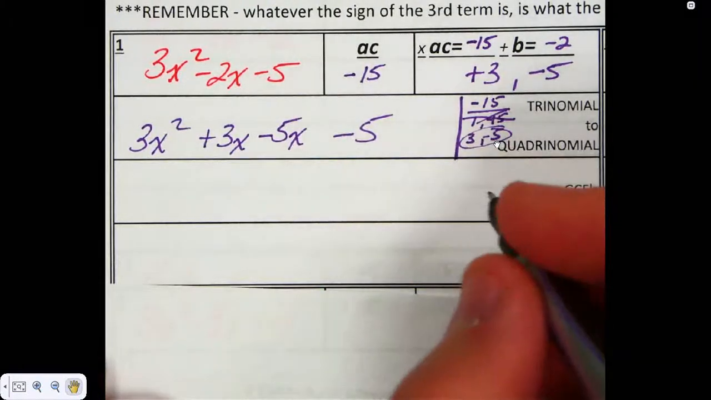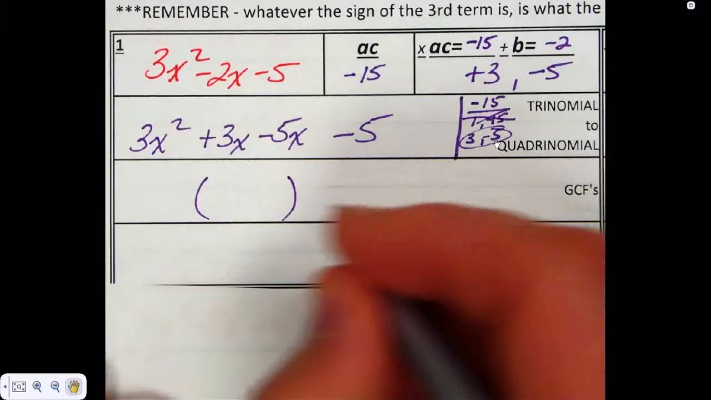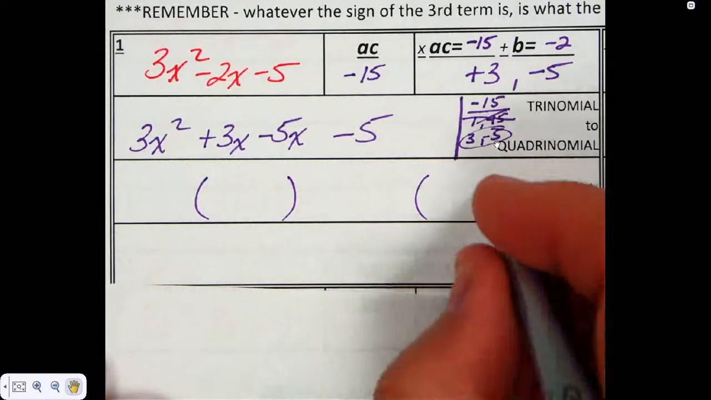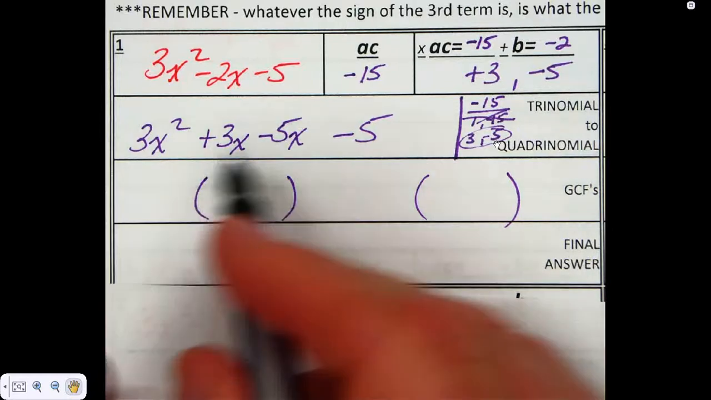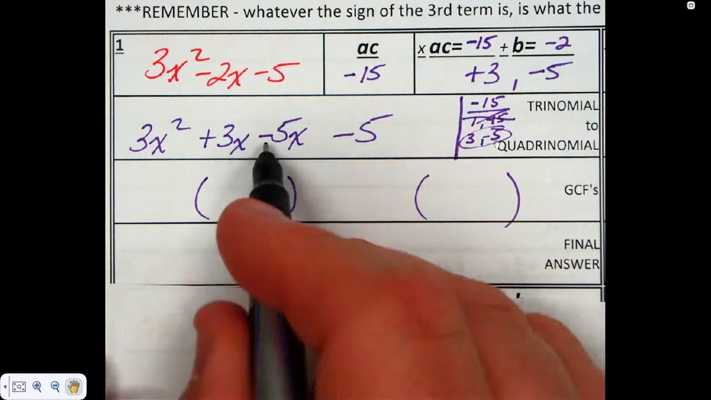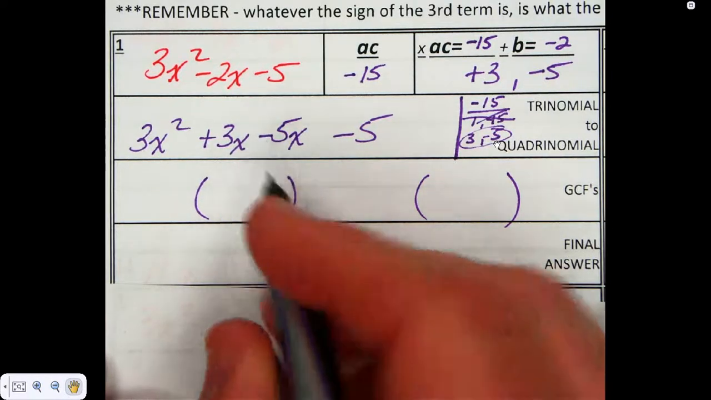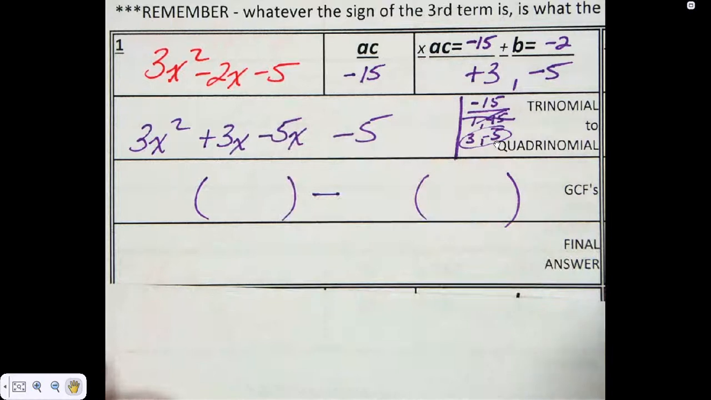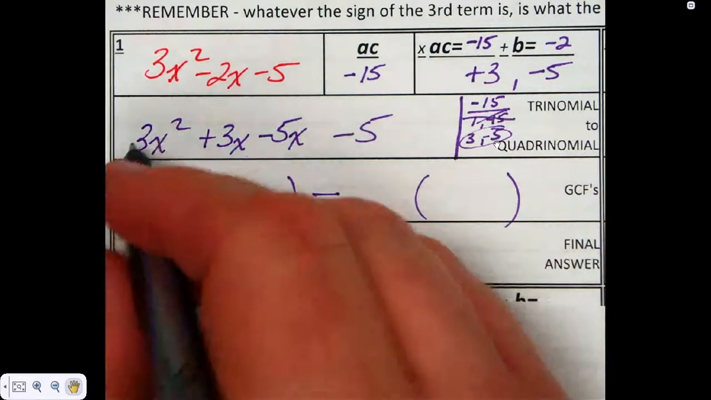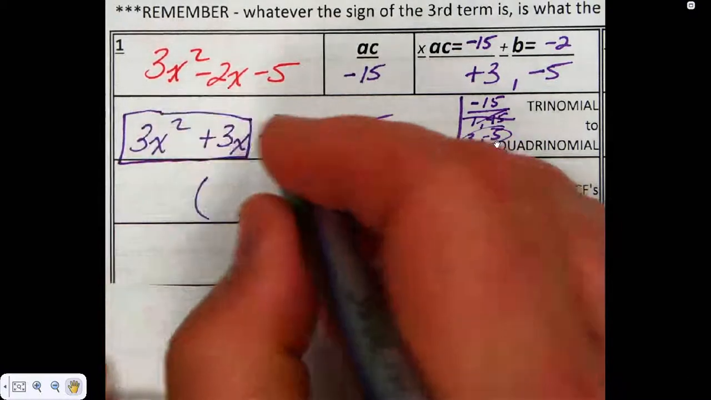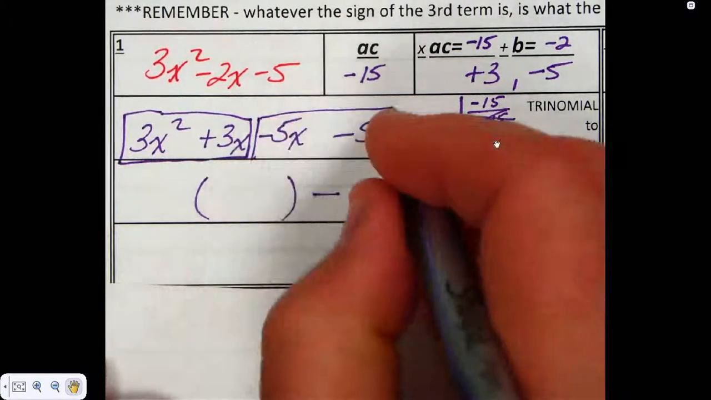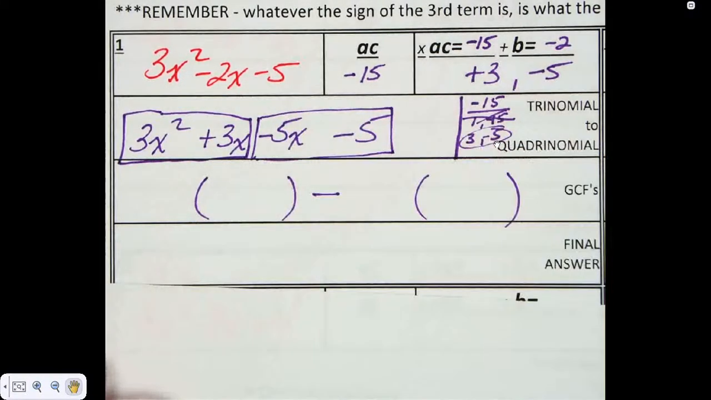Now, the next step is to group the first two and the last two and factor out a GCF. Take the sign of the third one and bring it down. What's the sign of the third term? Negative. So this is going to be negative, isn't it? So what's the GCF of my first two? Because I'm going to group these two, and then I'm going to group those two. Does everyone agree?